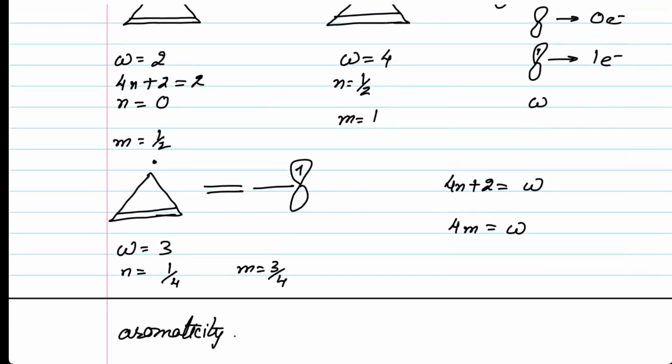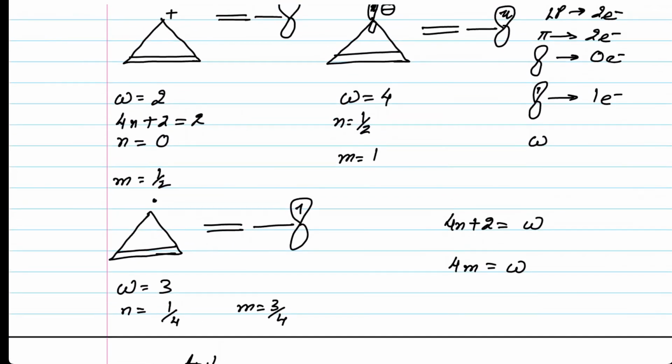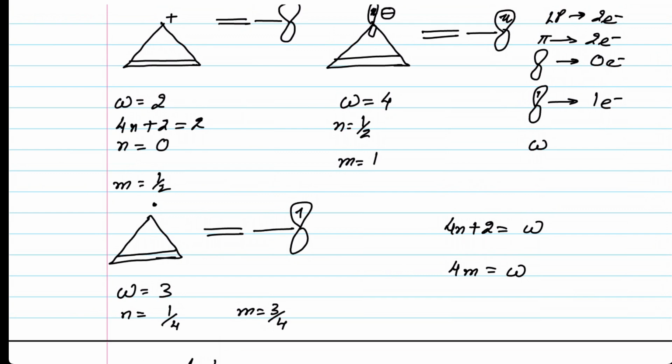Aromaticity. The compounds in which the number of electrons taking part in the cyclic or ring conjugation is given by the formula 4n plus 2, where n is a whole number or a non-negative integer, are termed aromatic compounds. The first compound we have, the cyclopropenyl cation, satisfies this condition, and so the cyclopropenyl cation is aromatic.